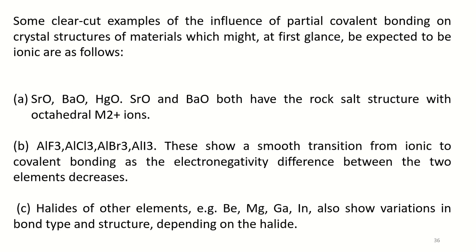AlF3, aluminium trifluoride, aluminium trichloride, aluminium tribromide, and aluminium triiodide show a smooth transition from ionic to covalent bonding as the electronegativity difference between the two elements decreases. Thus, aluminium trifluoride is a high melting, essentially ionic solid with distorted octahedral coordination of aluminium 3+ ions. Its structure is related to ReO3.